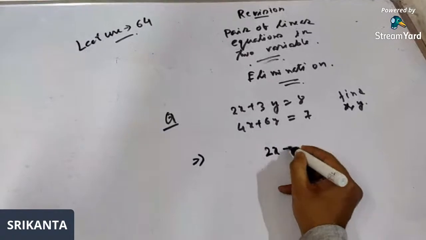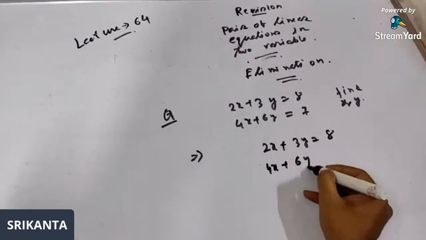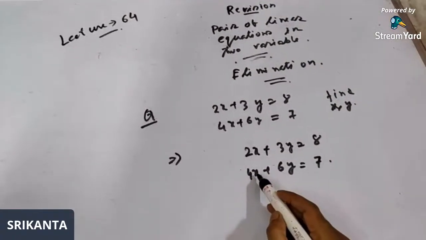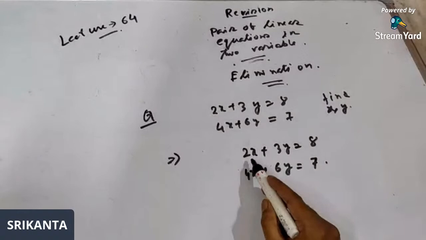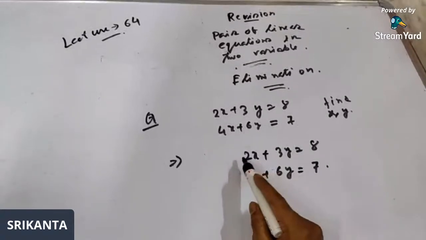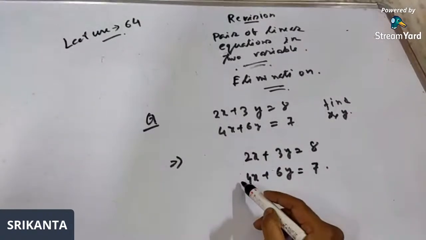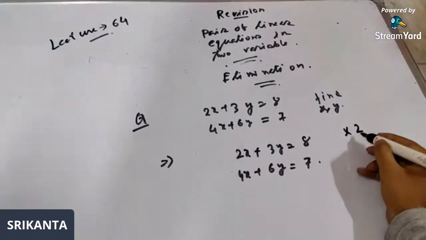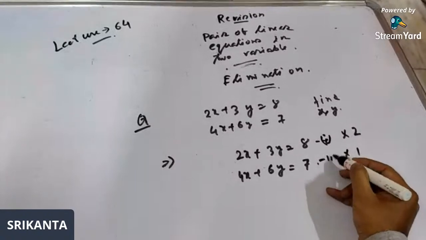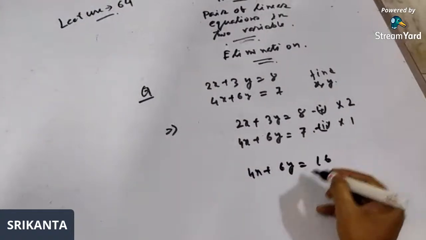So here we need to match the coefficient of one variable. As you can see here, the coefficient of x is 2. Here the coefficient of x is 4. So if we want to match the coefficient of x, we should multiply this equation by 2. Right? If I multiply this equation by 2, this becomes 4x, so that the coefficient of x matches. So we are multiplying this by 2, this by 1. So this will be 4x plus 6y is equal to 16.